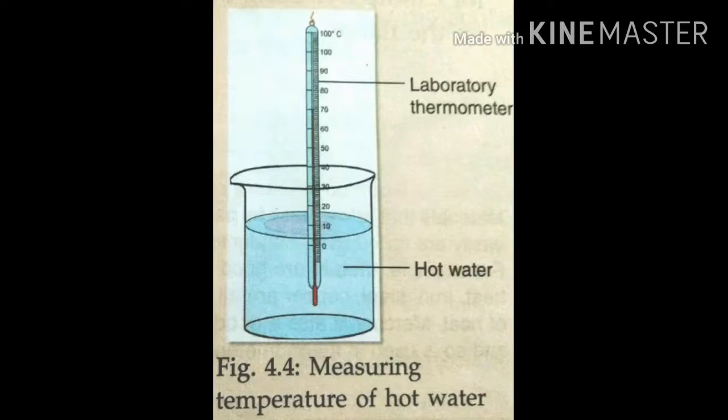Let's see an activity. Take a laboratory thermometer. Hold the thermometer from its glass tube and immerse the bulb of the thermometer in hot water taken in a beaker. See this picture. The bulb of the thermometer should not touch the sides or the bottom of the beaker.